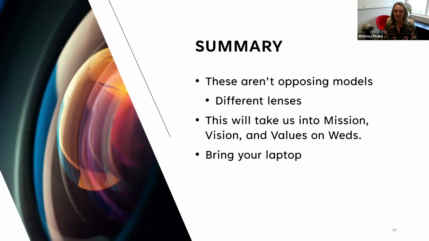What this does is we've talked about and seen how we move from analysis to strategy to performance. We're really going to look at that mission, vision, and values segment next week. This says Wednesday because I was teaching this last semester. But we're going to look at mission, vision, and values in week 2.